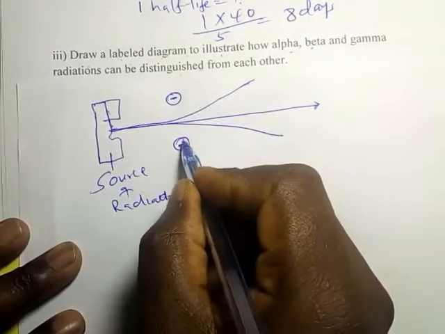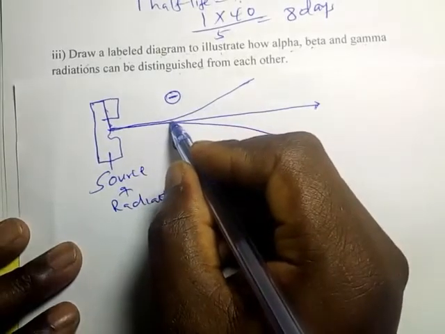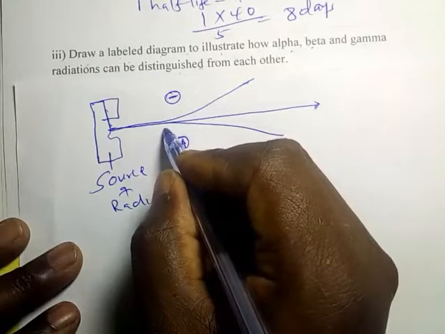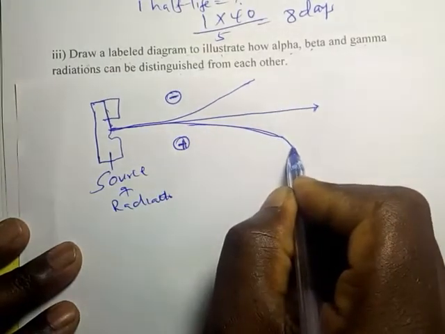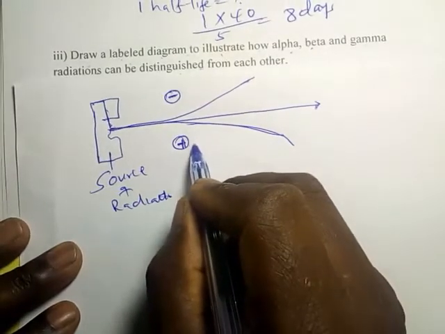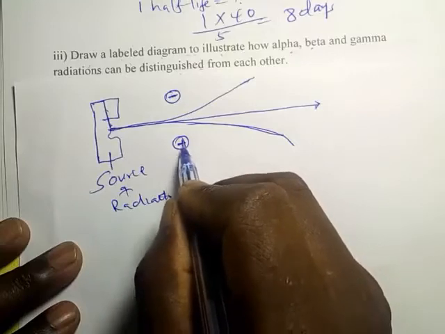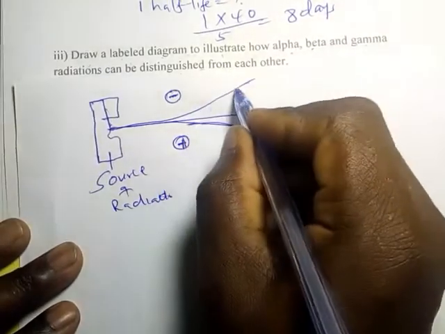This plate is positive, and this one is negative. We know the beta particle is negatively charged. Remember that beta is negatively charged, so it will be deflected towards the positive.